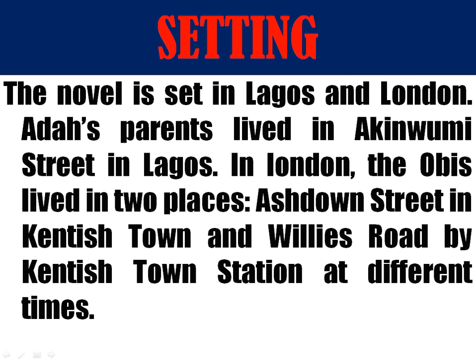So apart from that, we have the setting of the novel. The novel is set in Lagos and at the same time in London. So part of it, the struggling life of Ada, was set in Lagos, and her surviving life in the United Kingdom was set in London. So Lagos and London are the two settings in the novel.